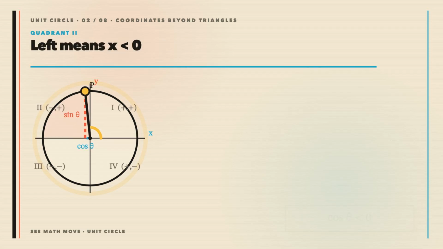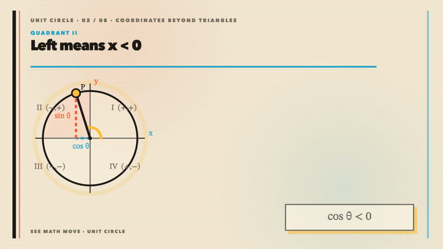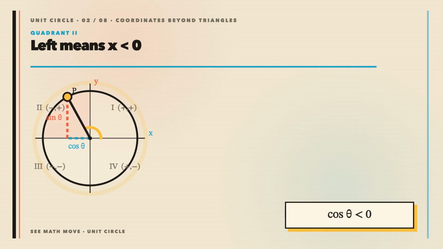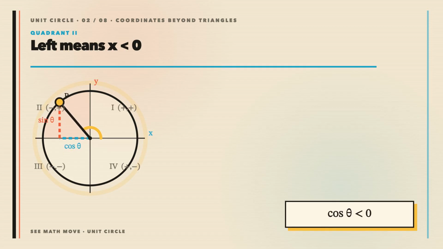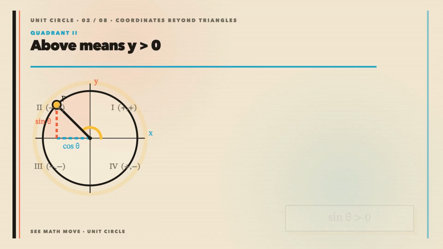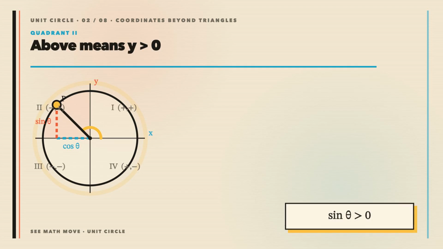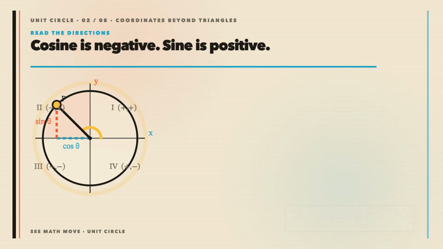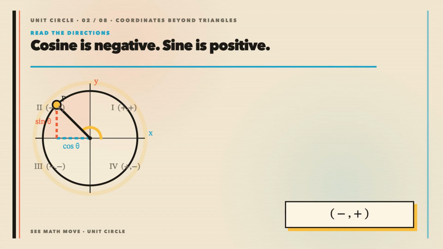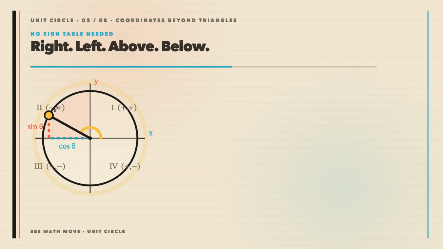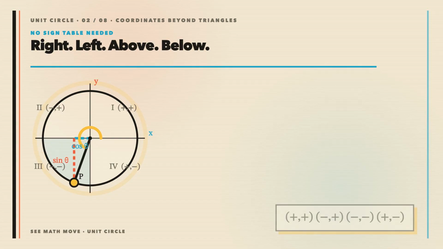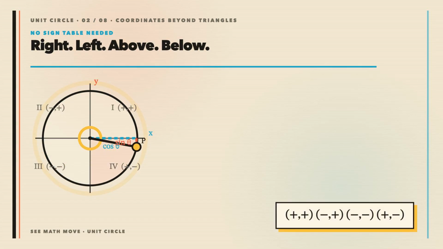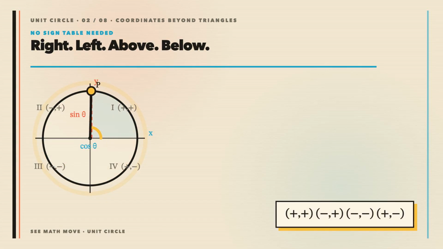Move into the second quadrant. The point is now left of the y-axis, so its horizontal coordinate is negative. But the point is still above the x-axis, so its vertical coordinate remains positive. Because x is cosine and y is sine, cosine is negative here while sine is positive. The four sign patterns are not a table to memorize. They are simply right, left, above, and below.